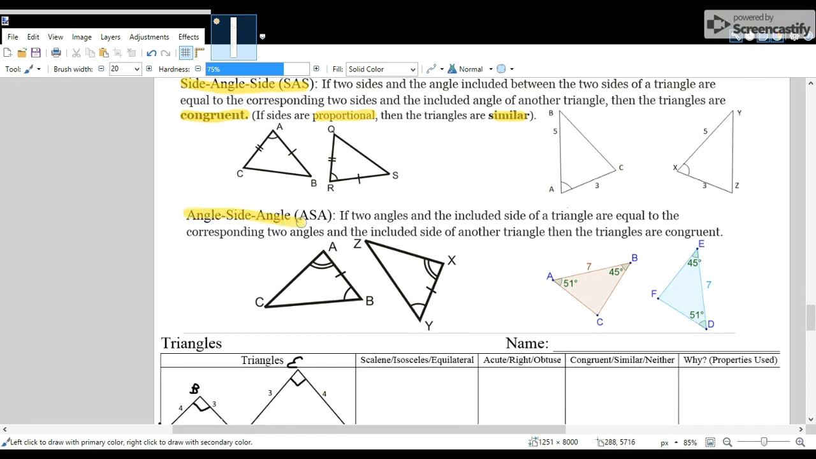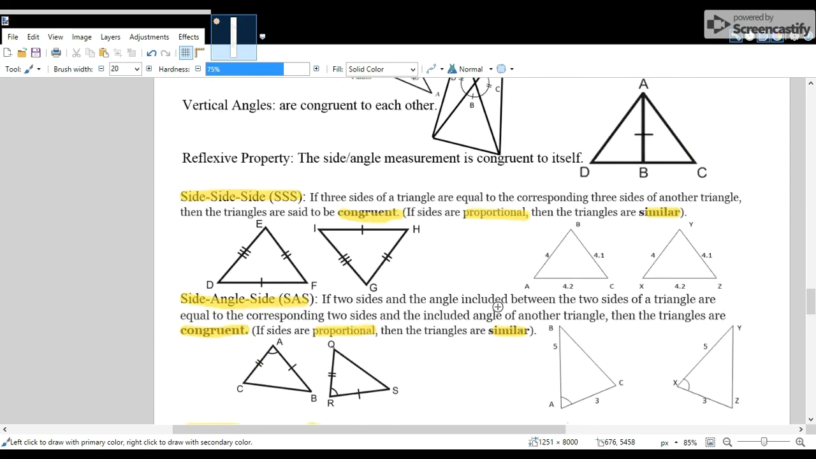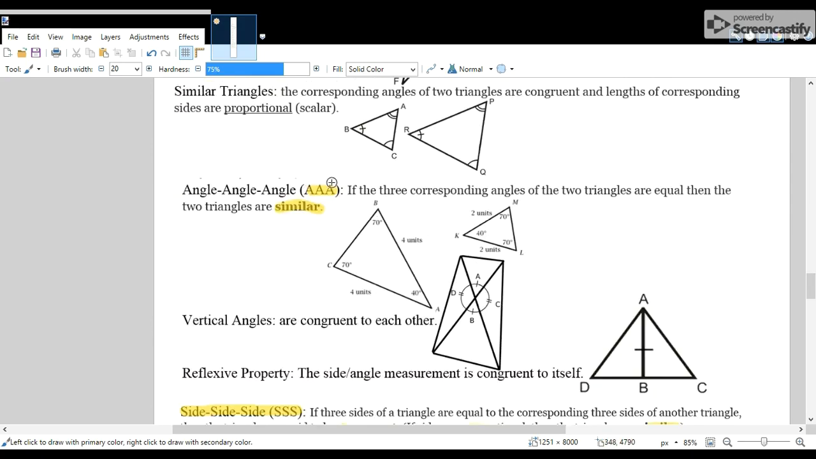And then we have angle, side, angle. If two angles and the included side of a triangle are equal to the corresponding two angles and the included side of another triangle, then the triangles are congruent. Now from this, since we know two of the angles already, we can already conclude that the third angle must be congruent to each other because the angles have to add up to 180. So to prove that it's similar, you could just go back to this theorem.